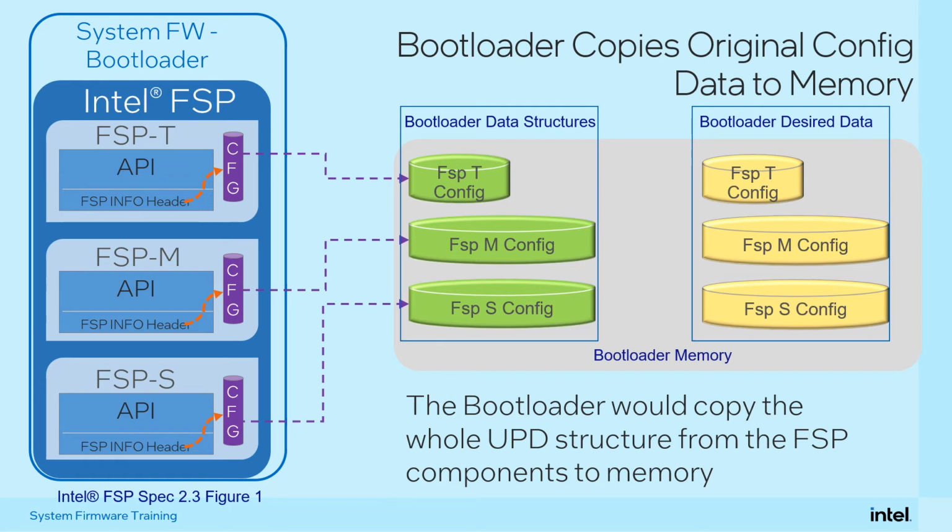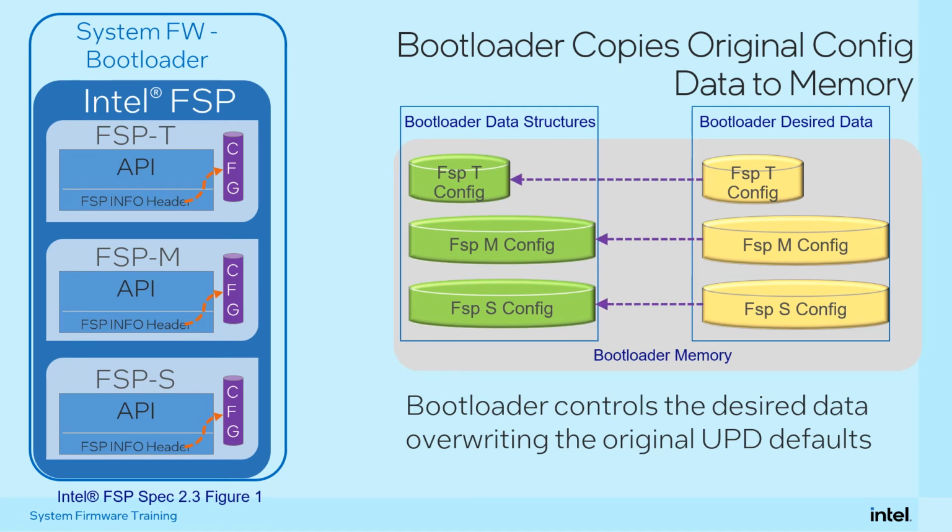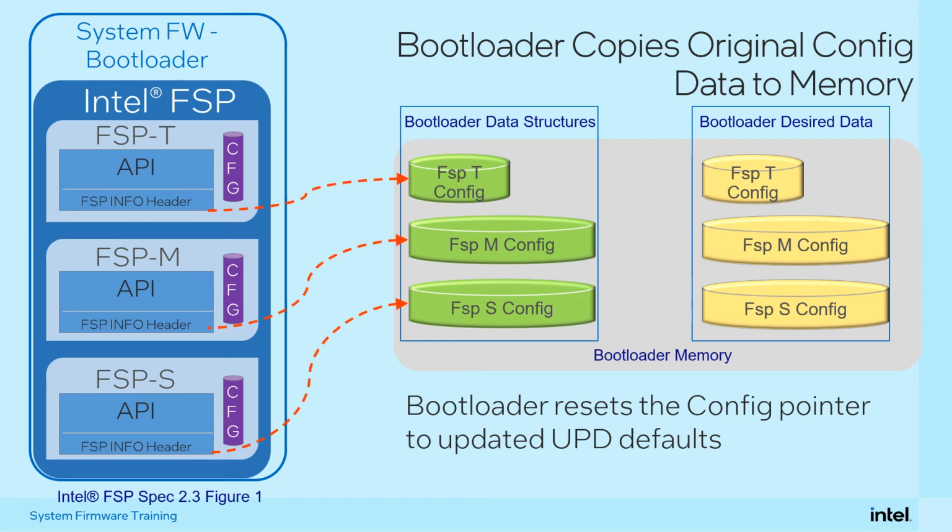However, if the bootloader needs to update any of the UPD parameters, it is recommended to copy the whole UPD structure from the FSP component to memory. Update the parameters in the corresponding data structures with the desired data settings to the respective copy of the FSP data structures. Then initialize the UPD pointer to the address of the corresponding updated UPD structure. The FSP API will then use this data structure instead of the default configuration region data for platform initialization.